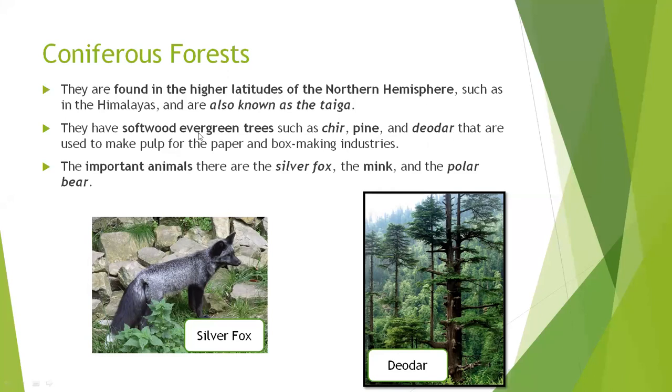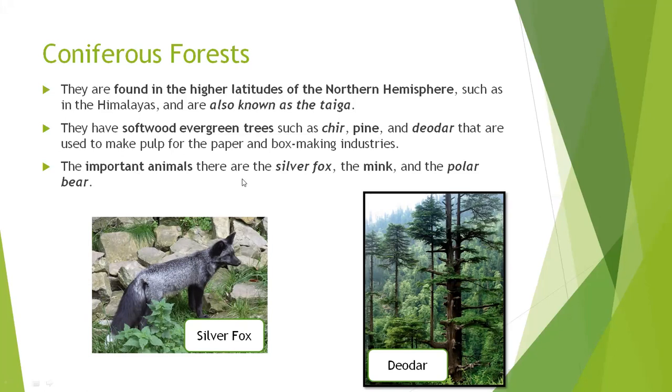And these trees are used to make pulp for the paper and box making industries. All the box making industries or match industries use the pulp of these trees. These trees are used to make pulp, meaning to make paper or to make boxes, this pulp is used.